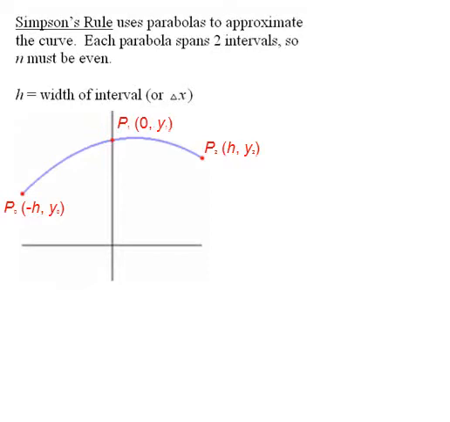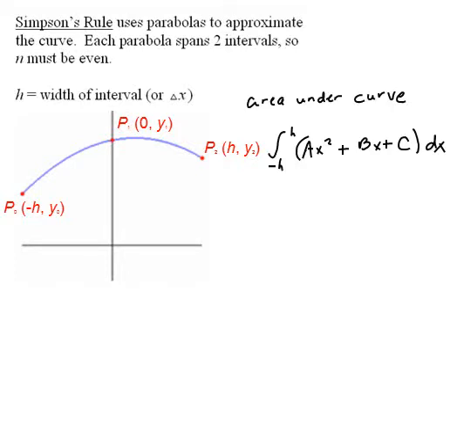Here's a graph showing a sample parabola. Notice that the piece of the parabola shown has a width of 2h, so it spans two intervals of length h. The area under this parabola can be described as the integral from x equals negative h to x equals h of ax squared plus bx plus c, where y equals ax squared plus bx plus c is the equation of the parabola.